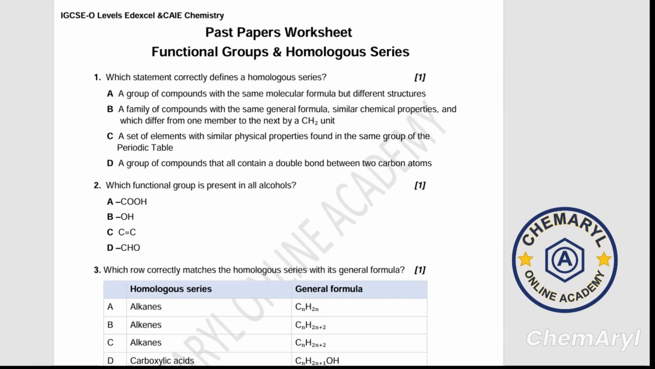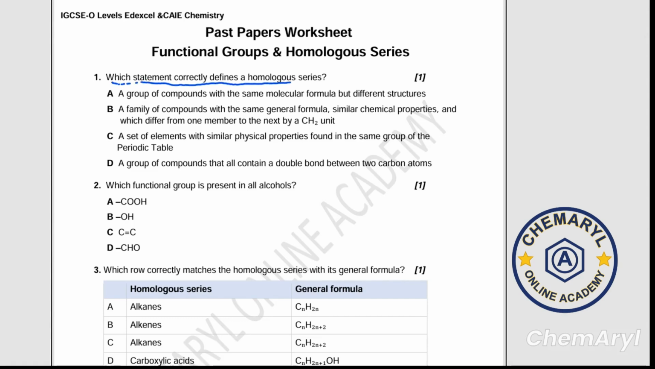Today we have to solve a past paper worksheet related to functional groups and homologous series of organic compounds. Our first question is, which statement correctly defines a homologous series? Option A: a group of compounds with the same molecular formula but different structural formula. Option B: a family of compounds with the same general formula, similar chemical properties, which differ from one another by a CH2 unit. Option C: a set of elements with similar physical properties found in the same group of the periodic table. Option D: a group of compounds that all contain a double bond between two carbon atoms. I think the correct option is B.